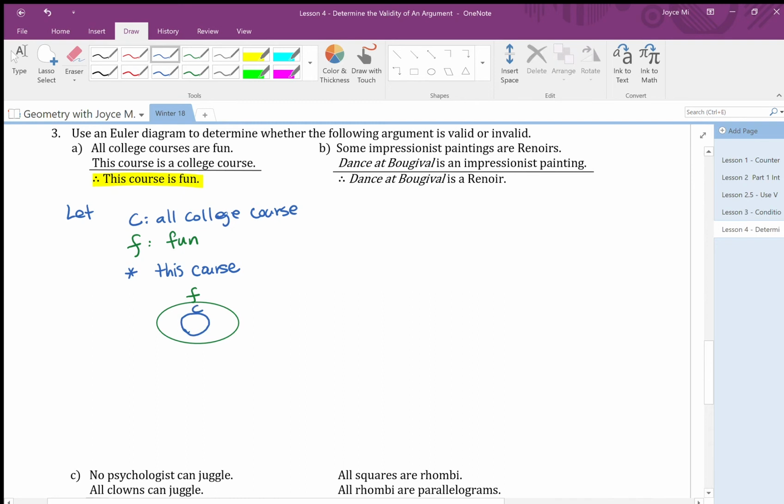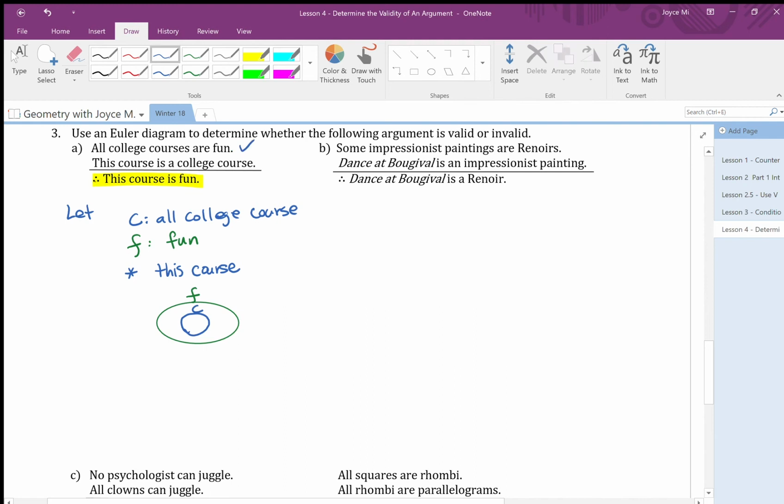Now let's read it again: all college courses are fun. So college courses are inside the fun stuff, exactly what I have here. That's the first premise, and this one is done.